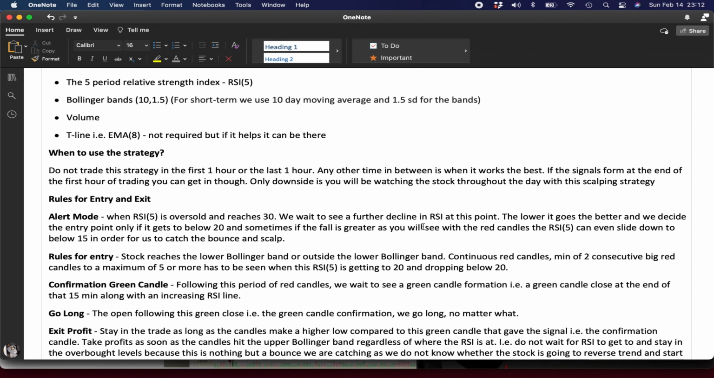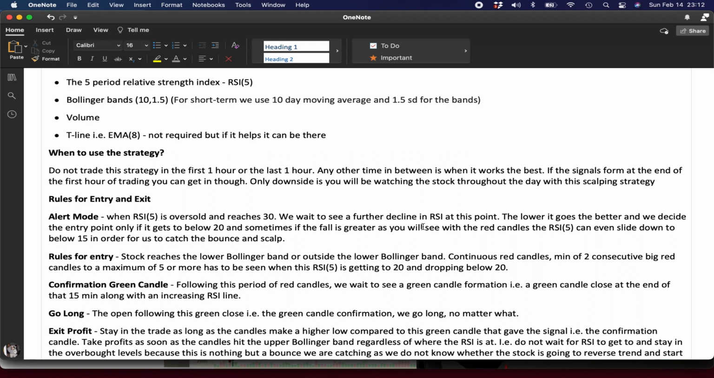Now, do not trade this strategy in the first 1 hour after the market opens or the last 1 hour before the market closes. So any other time in between is when this works the best. Again, if the signals form at the end of the first hour after the market opens, you can get in though. The only downside with this scalping strategy is you'll be watching the stock throughout the day.